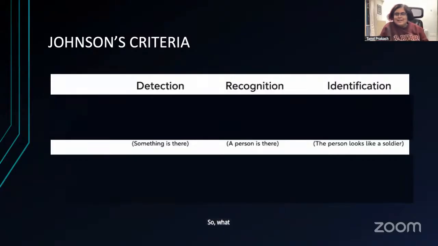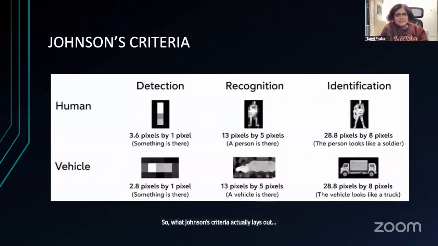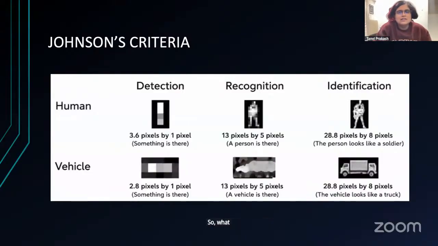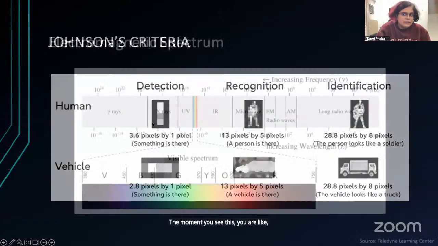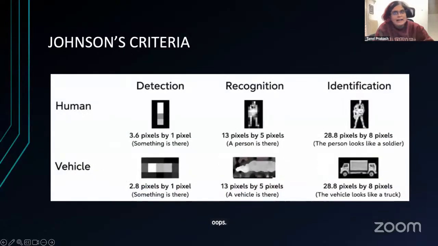So what Johnson's criteria actually lays out is that there is a number of pixels that you need to have to be able to identify, detect, and recognize. So what it looks like is this. If you just focus on the human row first, the first row, the detection criteria is 3.6 pixels by 1 pixel. The moment you see this kind of an image against, let's say, a black background, you are like, there could be a human here.